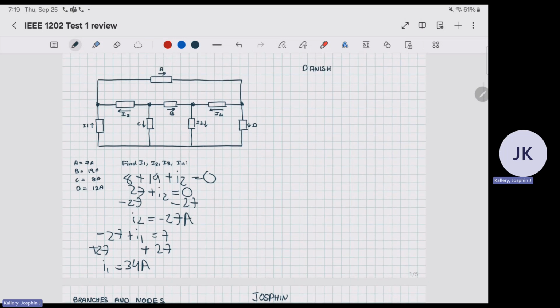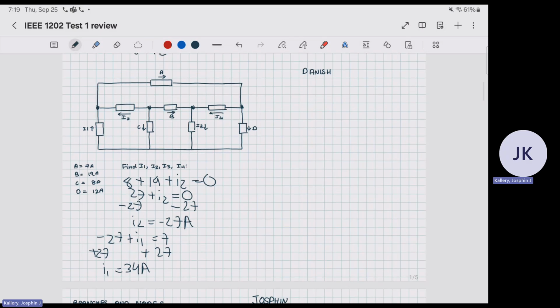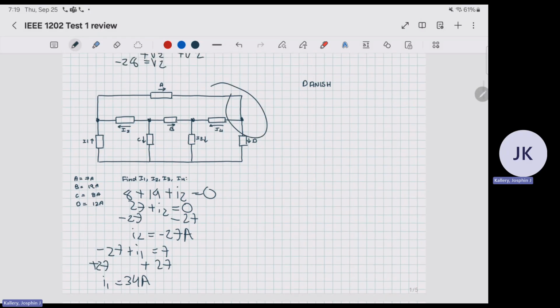All right. So we have I1, we have I2. Let's work on this node next. So we have D leaving, we have I4 leaving, and we have A entering. So we have 7 equals 12 plus I4. We can minus 12 on both sides. 7 minus 12, negative 5 equals I4.